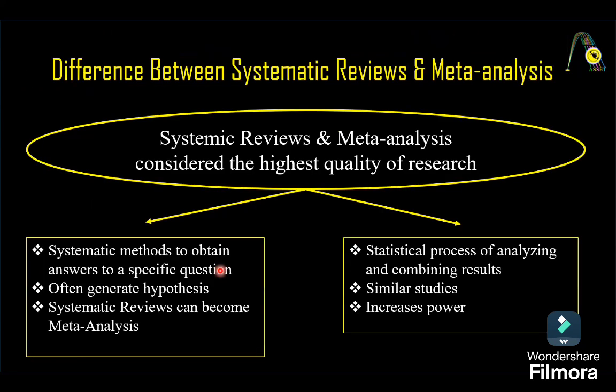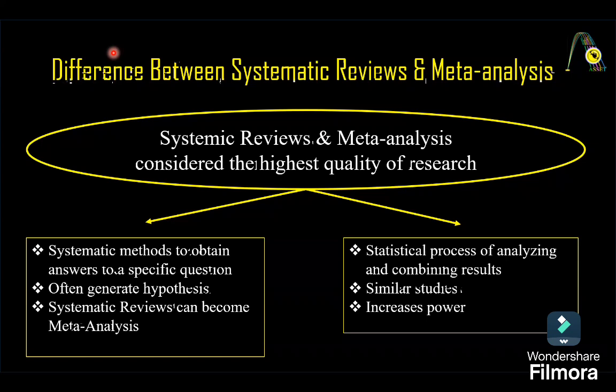All right. So both of these studies are rather similar, right? But there are some key differences between these two, and both of them are considered typically the highest quality of research. So, what are some differences? We'll just go over this briefly. So systematic reviews are basically a systematic method to obtaining answers to a specific question. One thing to note is that oftentimes you generate a hypothesis as well. You may have begun with your hypothesis, but you often generate new questions with systematic reviews. So that's one important thing to note.